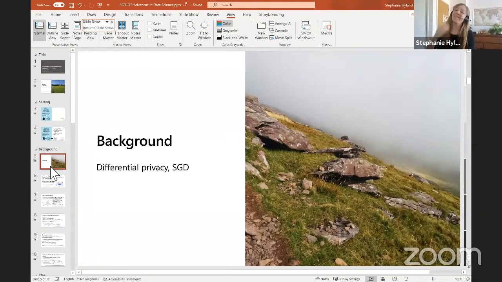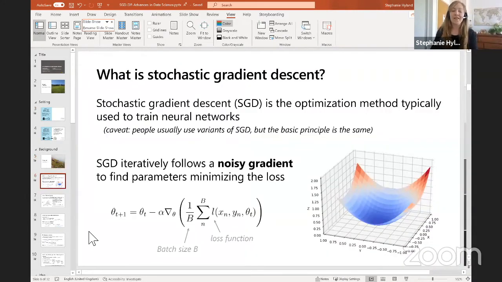A lot of this project is really oriented around stochastic gradient descent and differential privacy. So I'm going to assume no one knows anything about these and give you a very quick overview of what I'm talking about. Stochastic gradient descent is by far the most common optimization method used in machine learning. In reality, people usually use some variants of SGD, but the basic principle is the same, although we are focusing on vanilla SGD here.